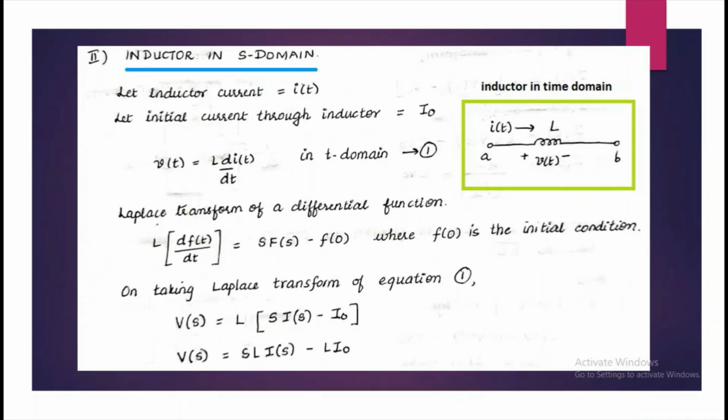If we take the Laplace transform, v(t) becomes V(s), L is a constant, so we can write it like that, and di/dt can be represented just like we saw for the Laplace transform of a differential equation, that is s times I(s) minus I0, where I0 is the initial condition that is already given to us. By opening the bracket, the equation becomes V(s) equals sL I(s) minus L I0.